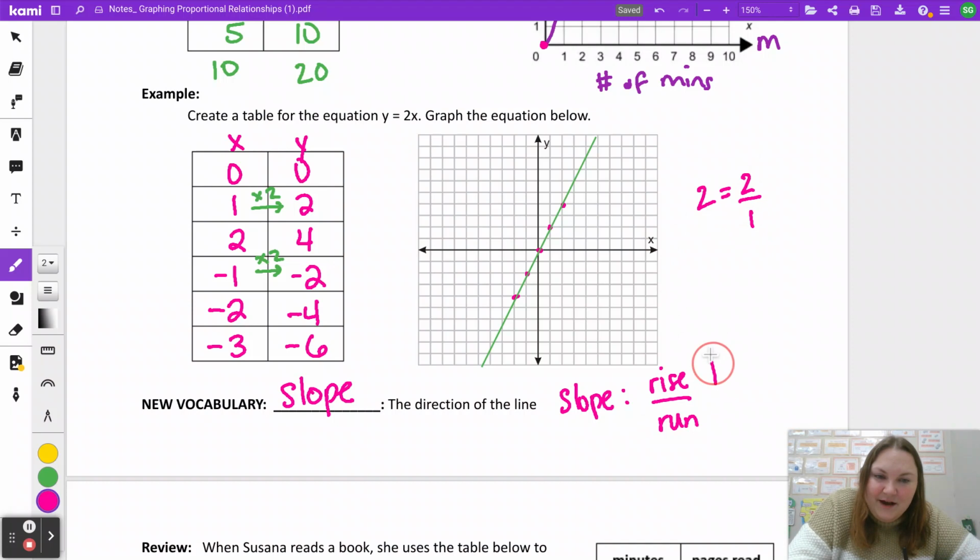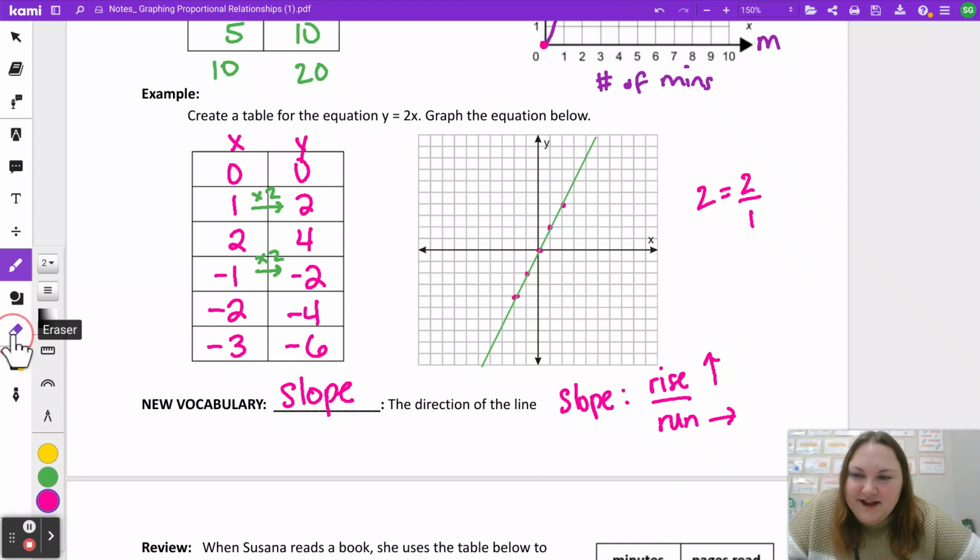So that tells me how much we're going up. The second number in the fraction tells you the run. So that told me how many boxes I was going over. When you're looking at slope, you're always thinking about it with rise and run. So we graphed the equation y equals 2x.